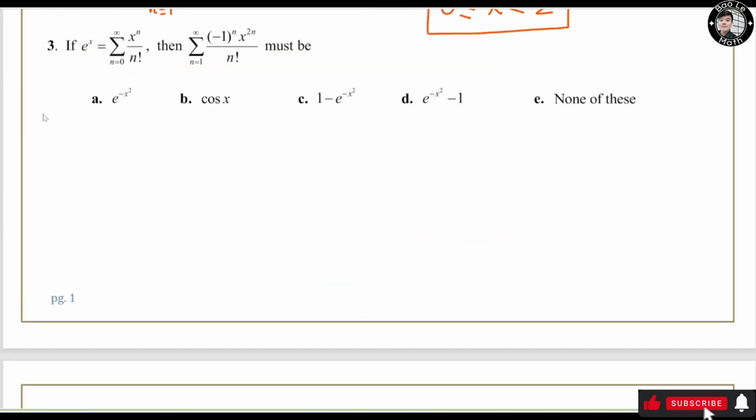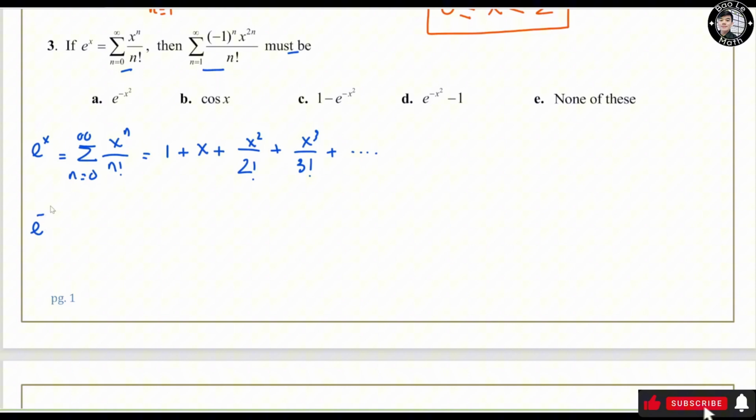Now let's move on to question 3. If e to the s equals this series, then this series must be what? Alright, so remember you have the Taylor series for e to the s. If n equals 0, you have 1. N equals 1, you have s. N equals 2, we have s squared over 2 factorial. N equals 3, we have s cubed over 3 factorial, plus etc.